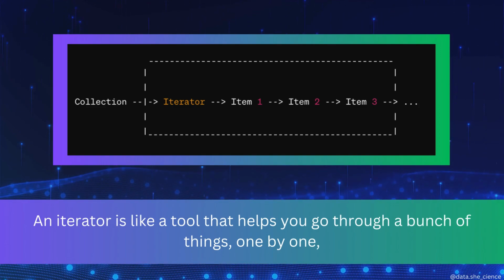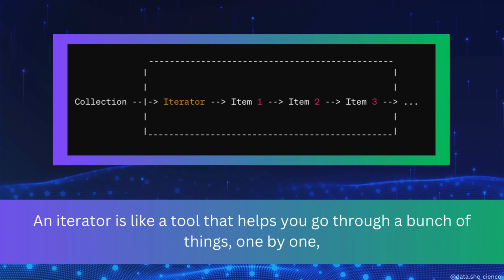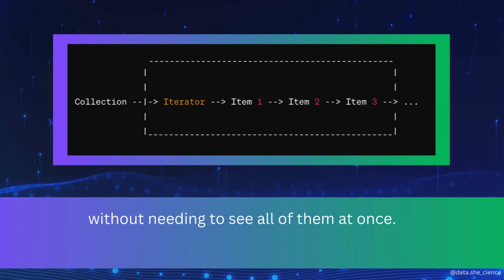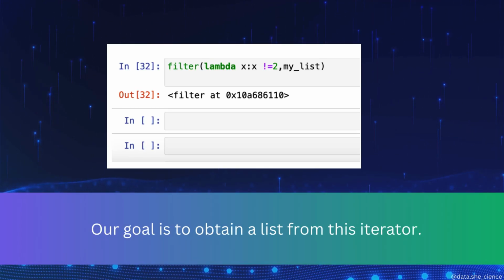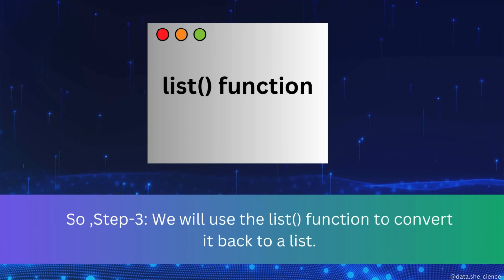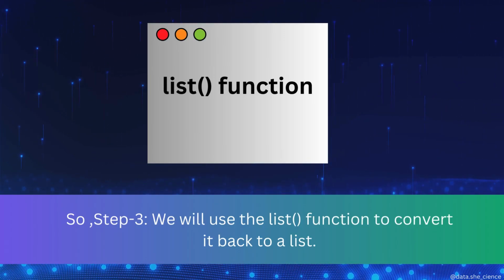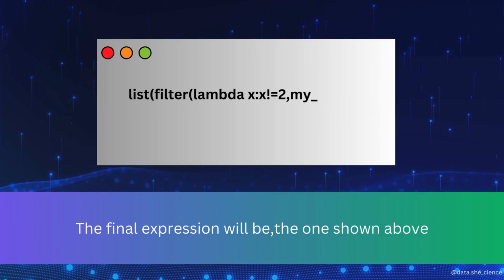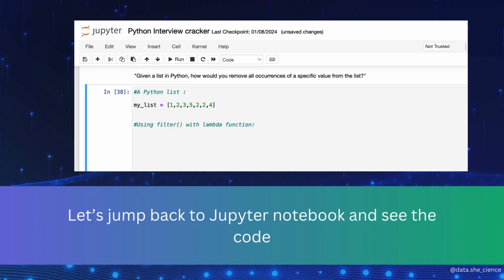An iterator is like a tool that helps you go through a bunch of things one by one without needing to see all of them at once. Our goal is to obtain a list from this iterator. So, step 3, we will use the list function to convert it back to a list. The final expression will be the one shown above. Let's jump back to Jupyter Notebook and see the code.